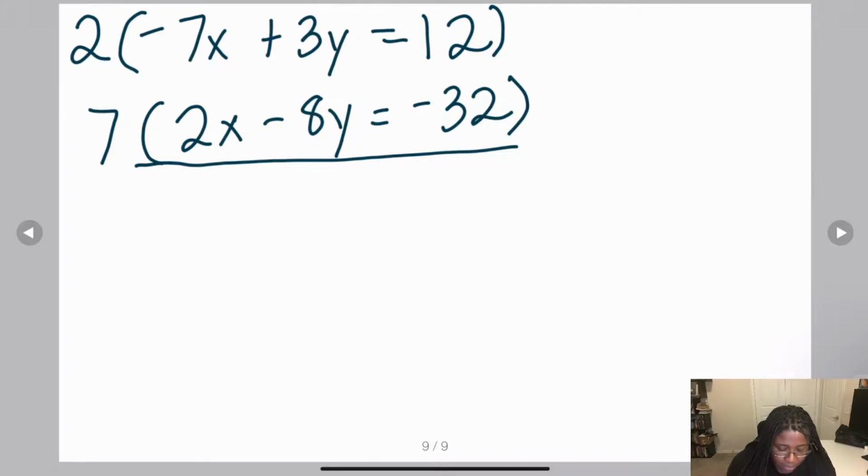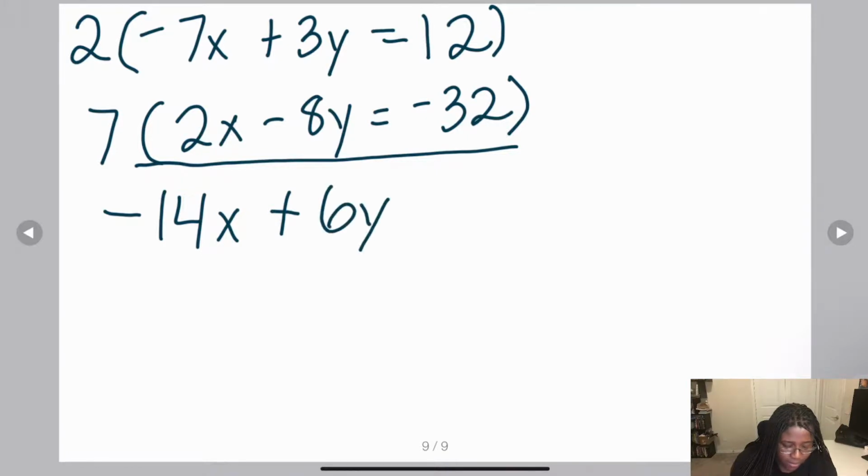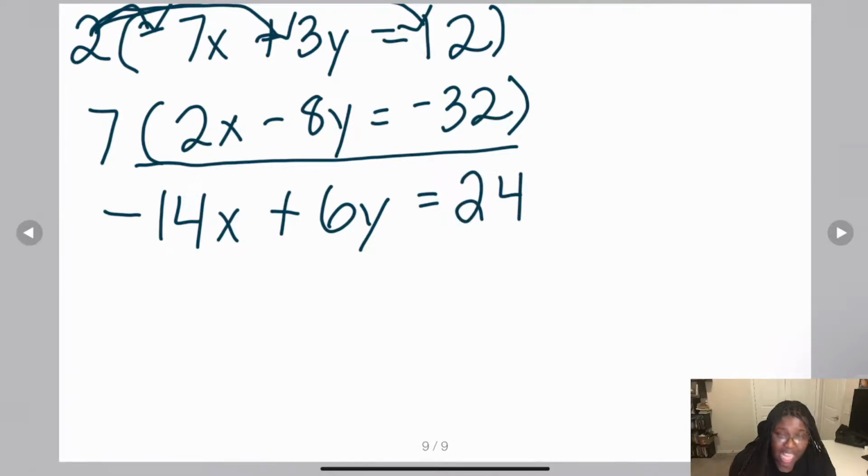So now I should have negative 14x plus 6y, and this is just me foiling: negative 2 times negative 7, 2 times 3, and 2 times 12 will give me 24. That's my new equation. I'm going to do the same thing with the bottom equation. 7 times 2, that will give me 14x. Do you see how now they match?